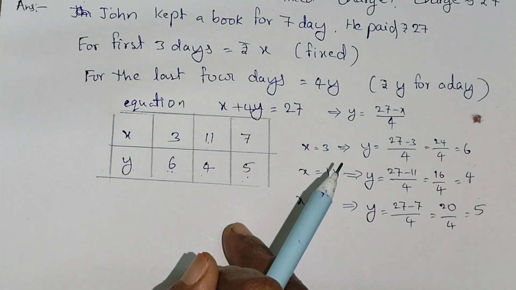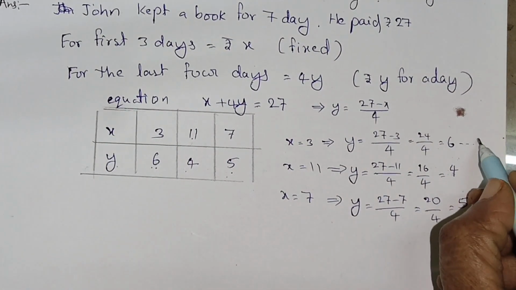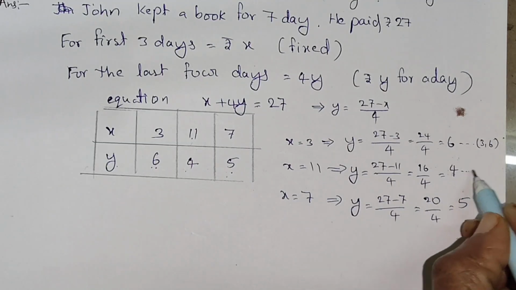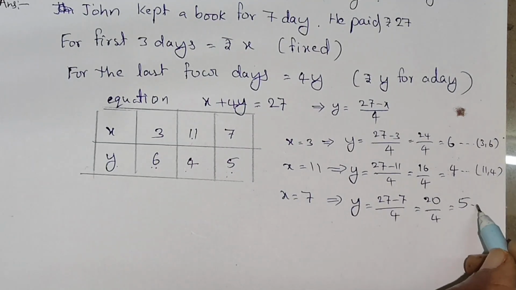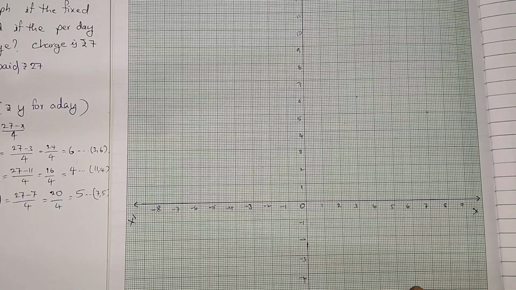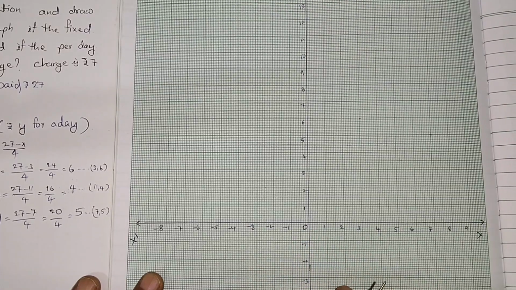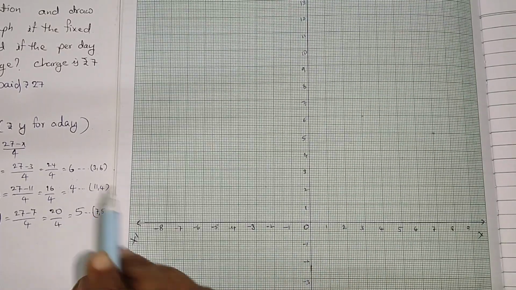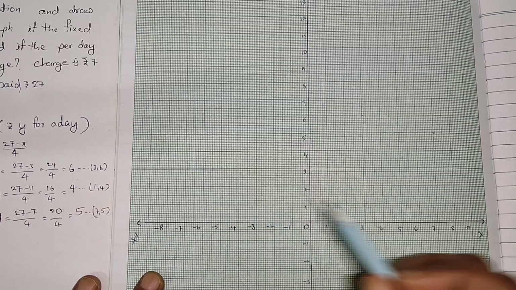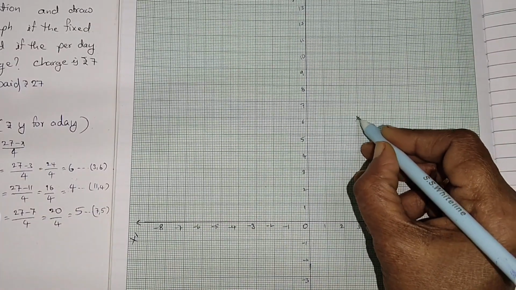Now we draw the diagram. The points are 3, 6 as the first point, 11, 4 as the second point, and 7, 5 as the third. We use these 3 points to draw the line. I have already drawn the x and y axes. First we mark the first point 3, 6: 3 on the x axis and 6 on the y axis.